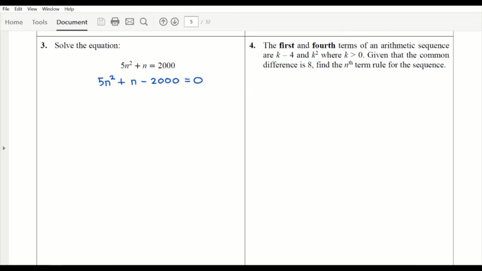So let's just identify the coefficients. So quadratic equation, A is, of course, 5. B is equal to 1. And C is equal to negative 2000. So let's go to our calculators.